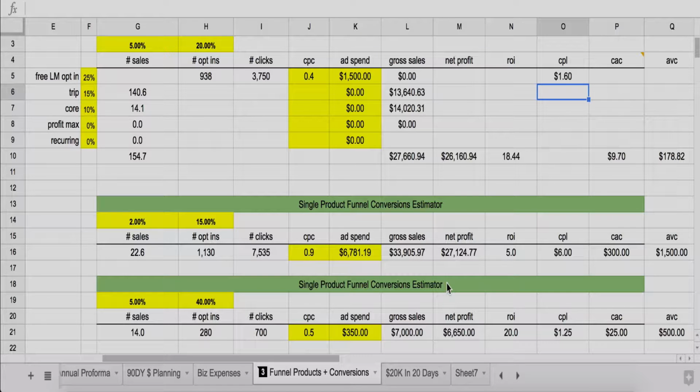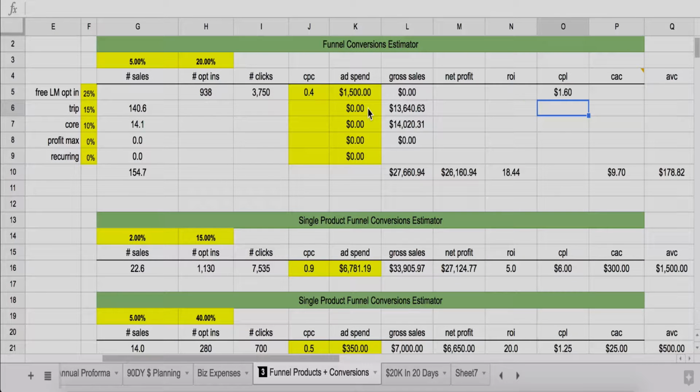I wanted to just kind of share something I put together here. And I actually geek out on spreadsheets, so I have a bunch of different spreadsheets put together. But here's a new version I put together. This one is a multi-tiered funnel conversion, following the Ryan Deiss type of five product model here: opt-in, your tripwire, core product, your profit maximizer, and your recurring or continuity.